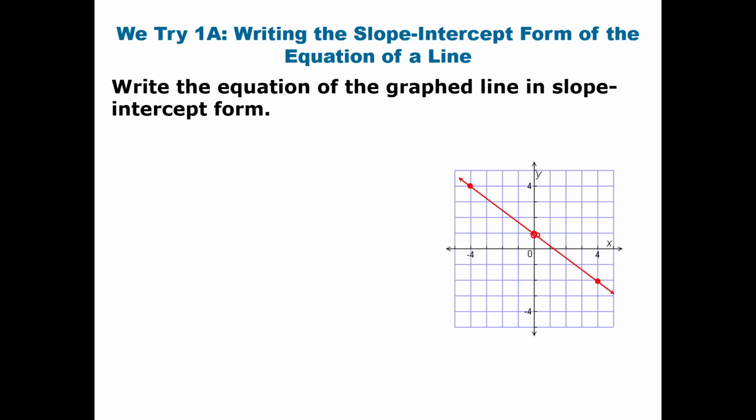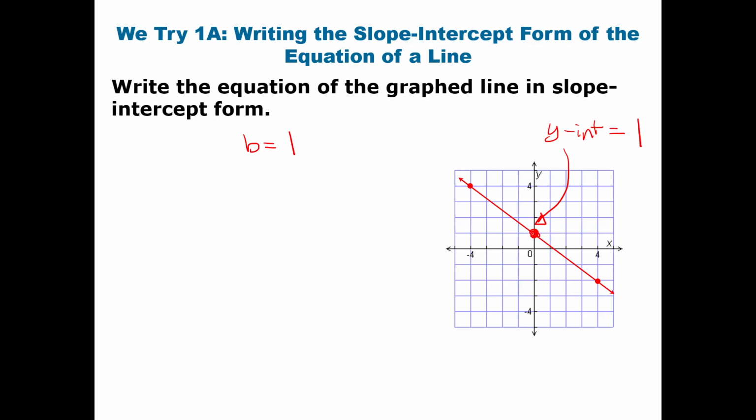Okay, so the first thing I need to find is my y-intercept. My y-intercept is where I cross the y-axis. So here, it looks like I cross the y-axis at 1. So I know that my b for y equals mx plus b is equal to 1.